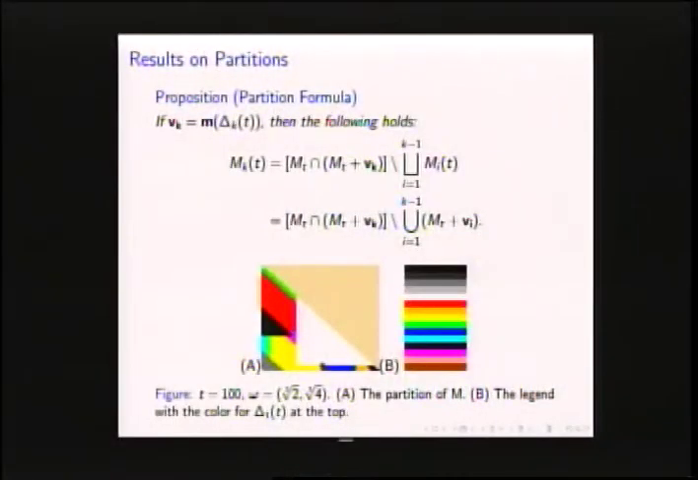We then proved a formula for the partitions that states that each component of the partition can be found by taking the intersection of MT and some translation of MT after subtracting out the previous components. We show a picture for t equals 100, for the given triangular region, and for the given omega. Each pixel represents a point in the integer region MT. The color represents which spacing it corresponds to, and the colors of the spacings are given on the right with the smallest spacing on top.